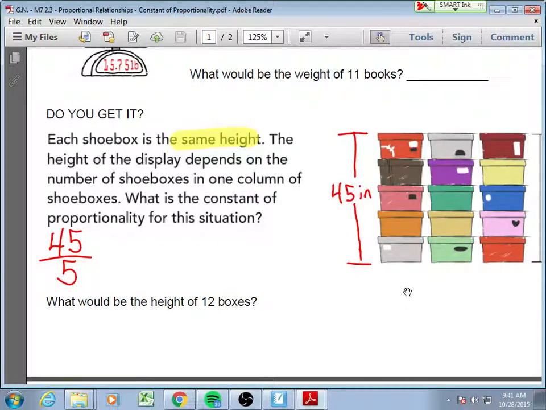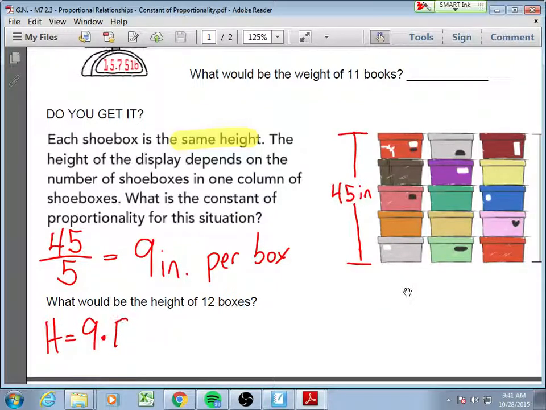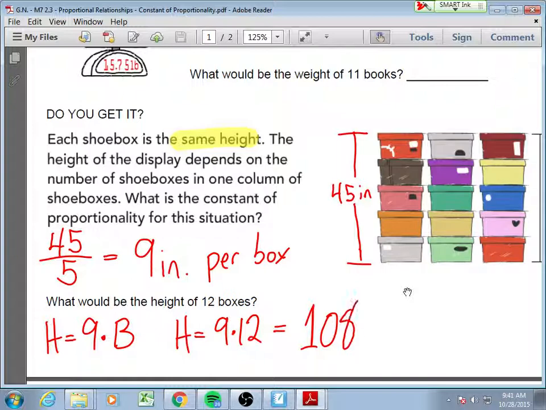Since the height is determined by the boxes, the height is your y, the boxes are your x. So when we do that, we get 9, and that'd be inches. So that's 9 inches per box. So the equation that we could use is the height will be 9 times the number of boxes. So to find the height of 12 boxes, it would be 9 times 12, which will be 108 inches.